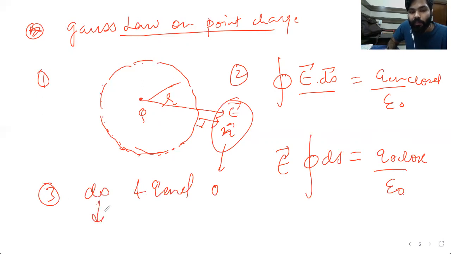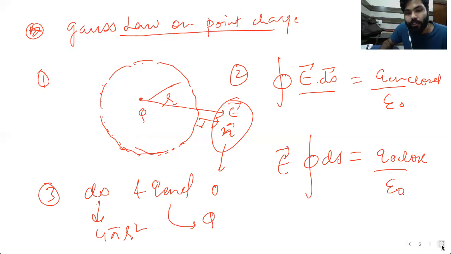ds, area of Gaussian surface. In this case, the Gaussian surface has area 4 pi r square. The surface area of a sphere is 4 pi r square, and Q enclosed by this Gaussian surface is Q. So we have done with our third step.